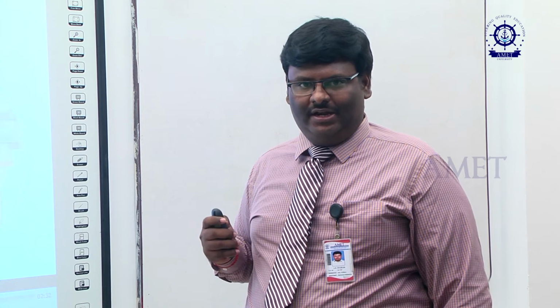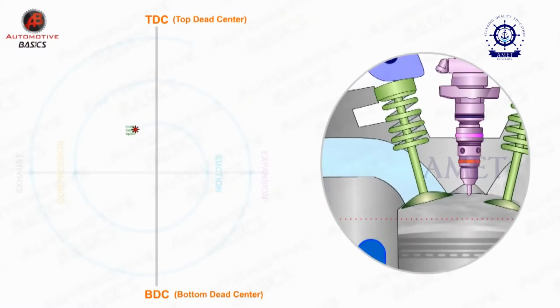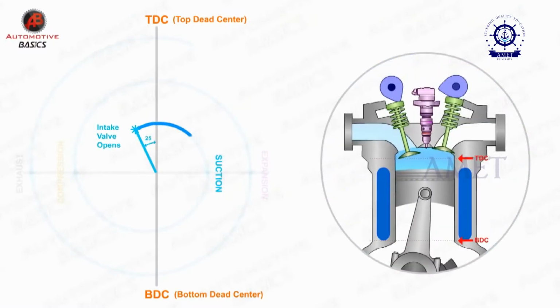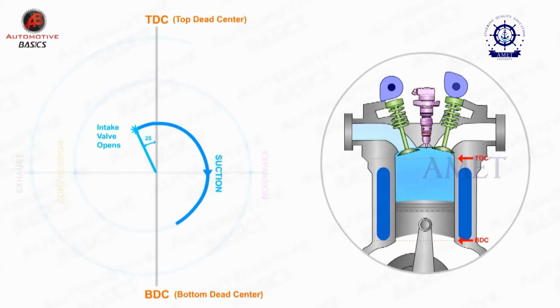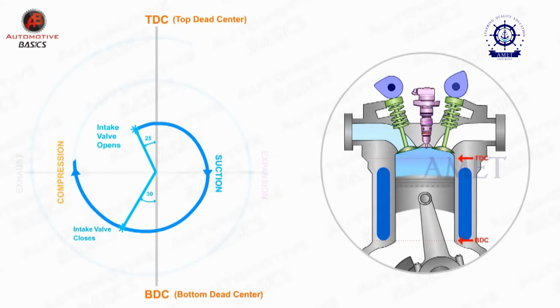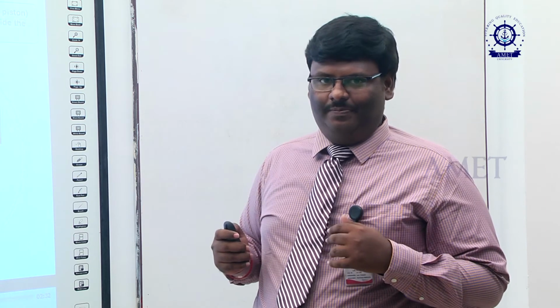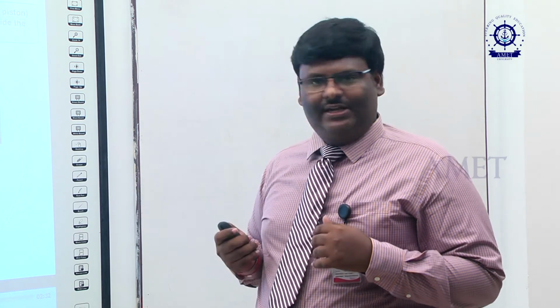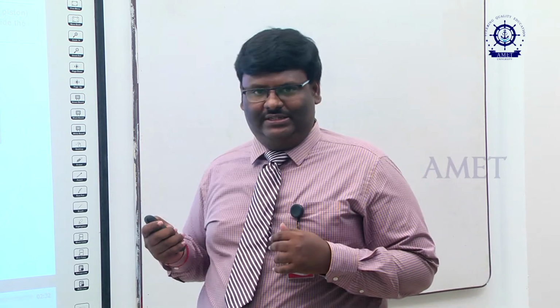Now we will discuss the actual valve timing diagram of a 4-stroke diesel engine. First stroke: as per the theoretical working, the inlet valve should open at top dead center, but during the practical working you can see the inlet valve opens 25 degrees before top dead center. Next, as per theoretical working the inlet valve should close at bottom dead center, but during the practical working it closes 30 degrees after bottom dead center.